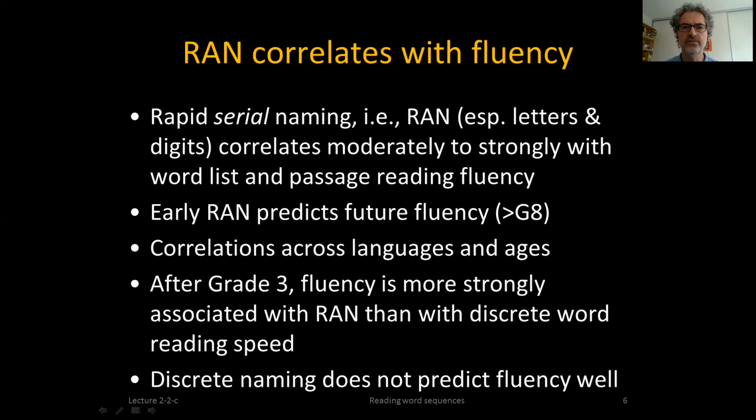This suggests very strongly that something that is common in rapid serial naming tasks and reading fluency tasks is very important for determining how fluently someone reads. And what this seems to be in common is the fact that both involve the processing of sequences of things that have to be processed one after the other with some overlap.